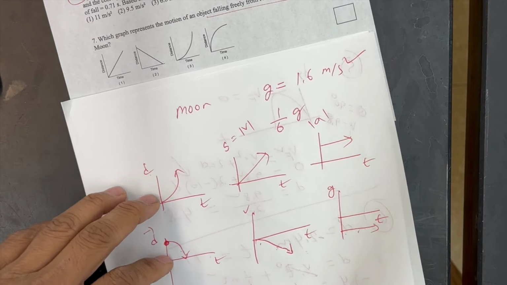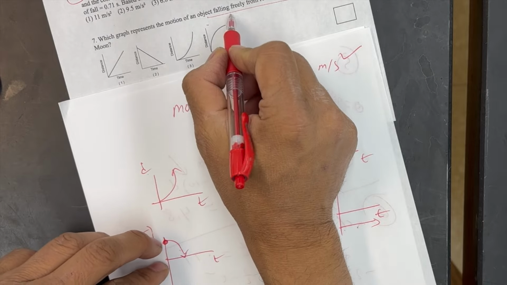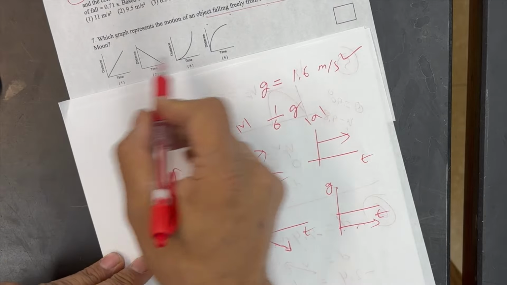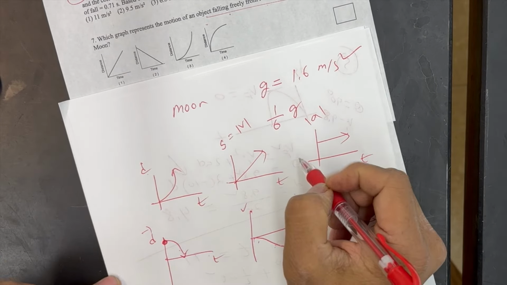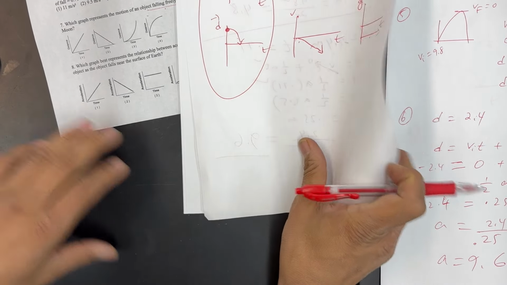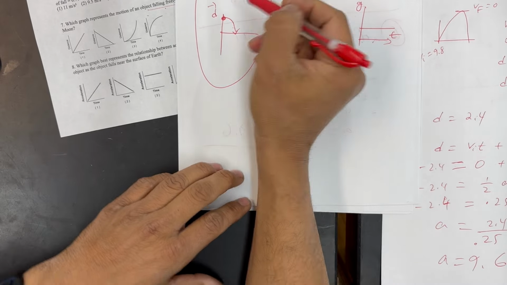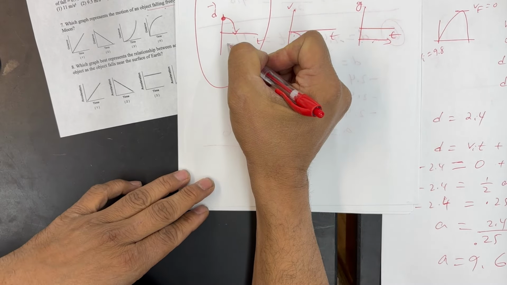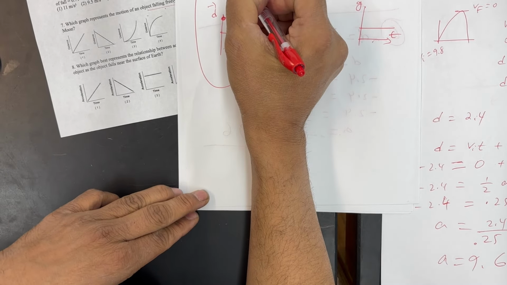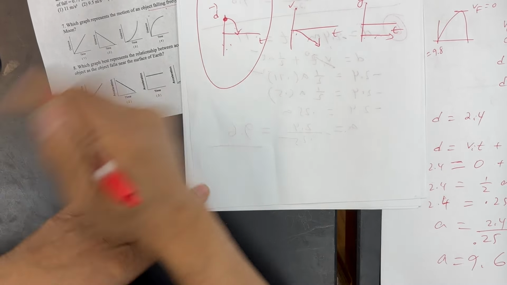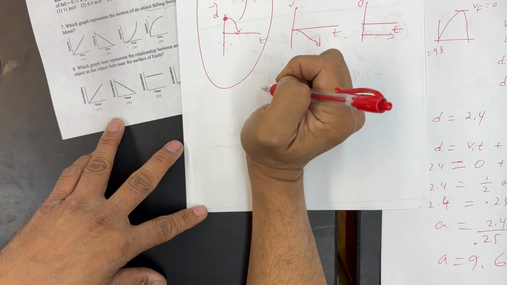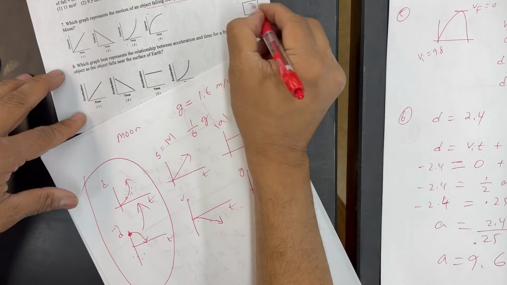Problem number 7. Which graph represents an object freely falling from rest on the moon? They all are distance versus time, so we only look at this one because it is distance versus time. The distance versus time can only be this one or this one. This one when you don't take the absolute value, this one when you take the absolute value of the displacement. Since they wrote distance, they took the absolute value of this one. Okay, very good. So we found the answer, number 3.